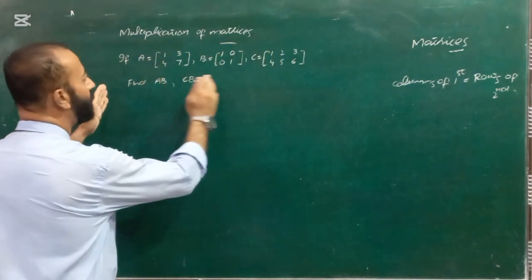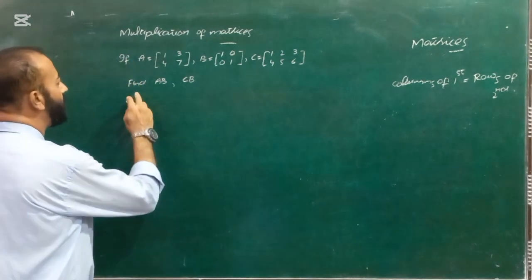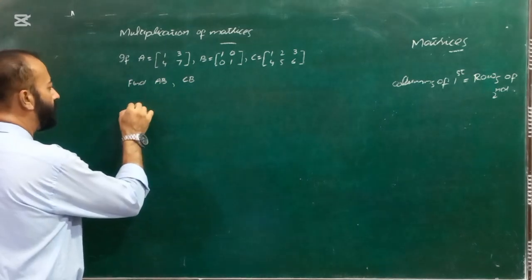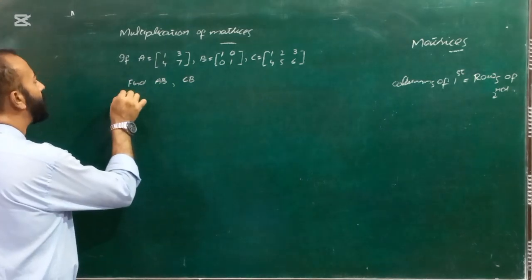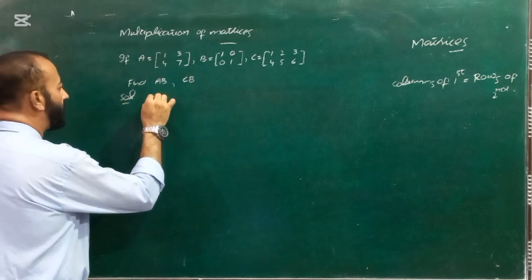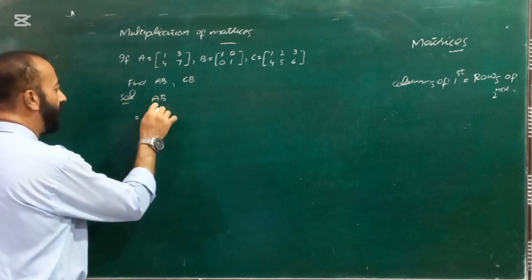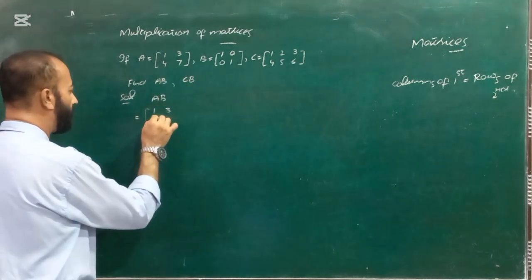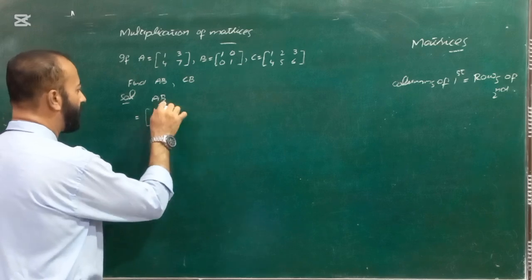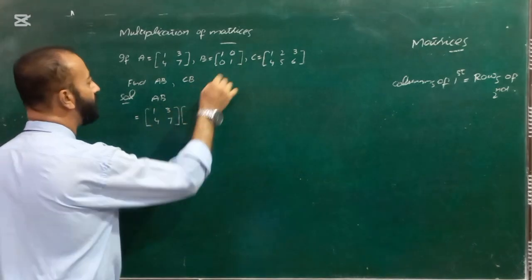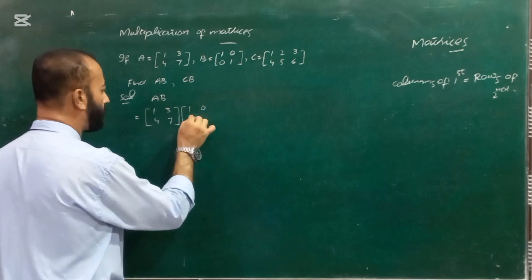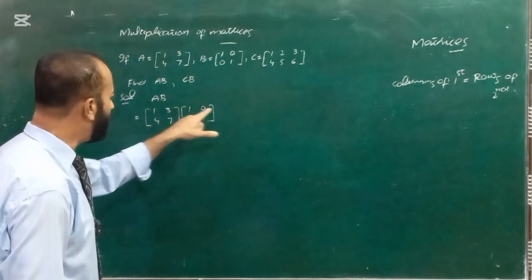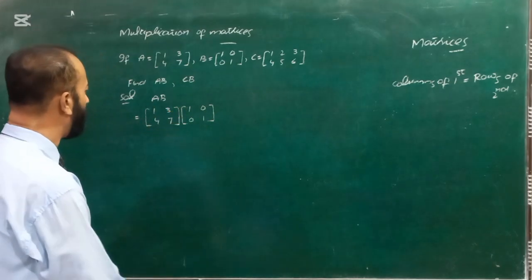So look now, here are three matrices given, and it is required to find AB and CB. So look now, first A is written, so solution is here. AB is the requirement. So first A is written, that's why A matrix will be written first. So A is 1 3 4 7, and then B matrix is written, so that's why B will be written second, that is 1 0 0 1. Okay, because the columns of the first matrix are equal to the rows of the second, so multiplication is possible.